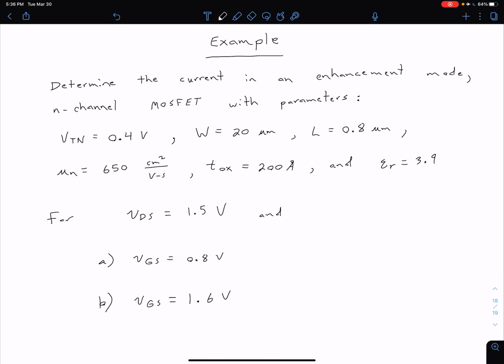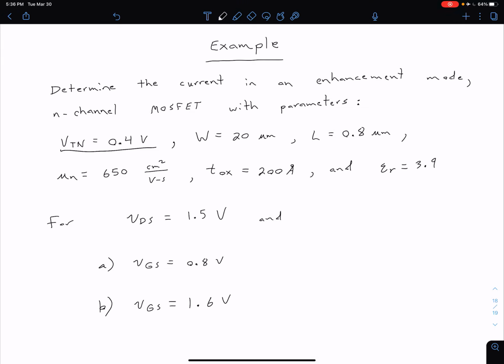So we're given a threshold voltage, VTN equals 0.4 volts. So again, that's confirming that it's enhancement mode. We have to apply some gate voltage to create that inversion layer and turn on the device. We have our width is 20 micrometers. We have our length is 0.8 micrometers. And typically that's the case, that our length is going to be shorter. Recall micrometers is 10 to the minus 6 meters.